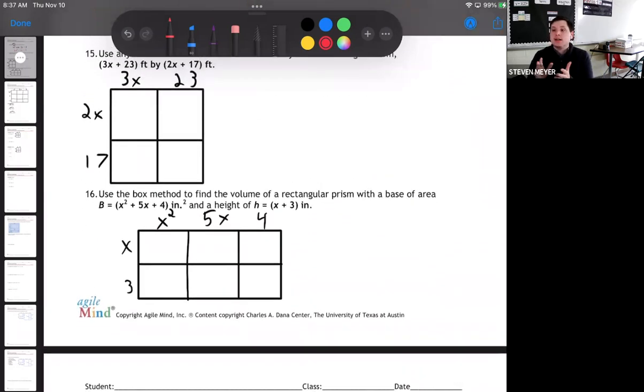Question 16 is a slightly modified box. Because this has a trinomial times a binomial, there are 3 along the top and 2 along the side. One thing to note, when I'm multiplying these, x to the power of 1 times x squared, I add those exponents together. So x to the power of 1 times x to the power of 2 is x to the power of 3.